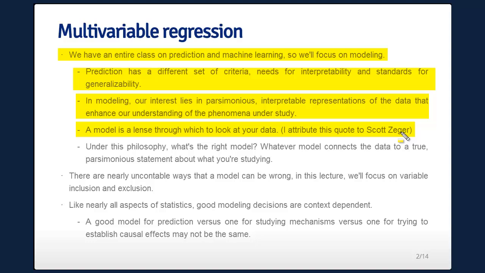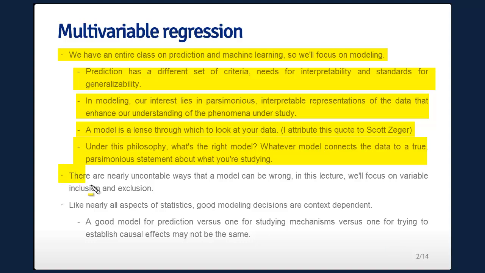And my friend Scott Zeger, who's a renowned statistician, often says that a model is a lens through which you look at your data. The right model is whatever model connects the data to a true parsimonious statement about what you're studying. So a complicated model where you don't learn anything is less interesting than a parsimonious model where you learn something that's true.